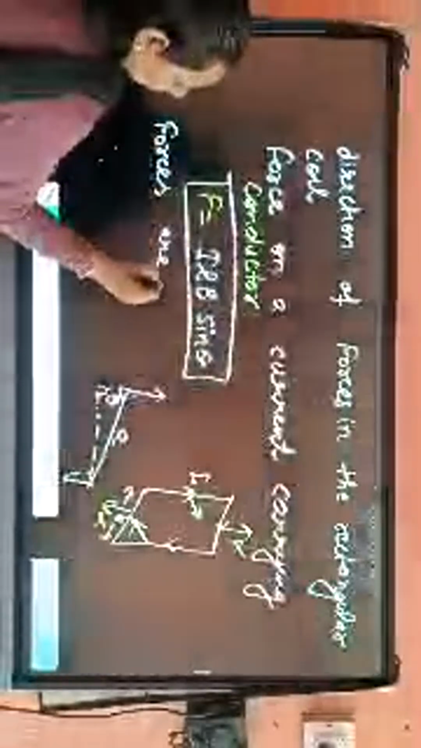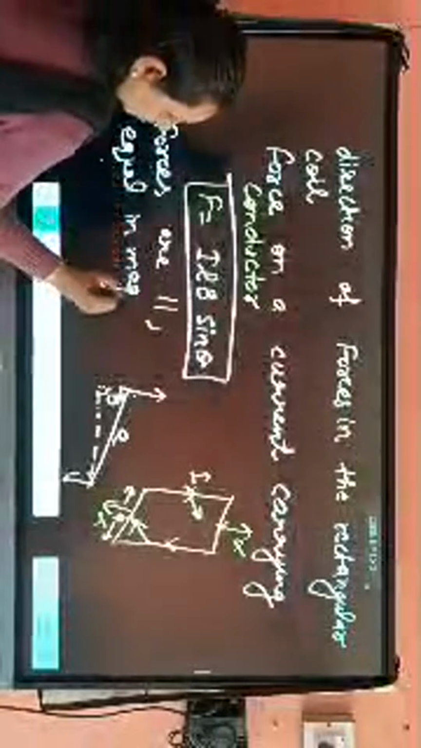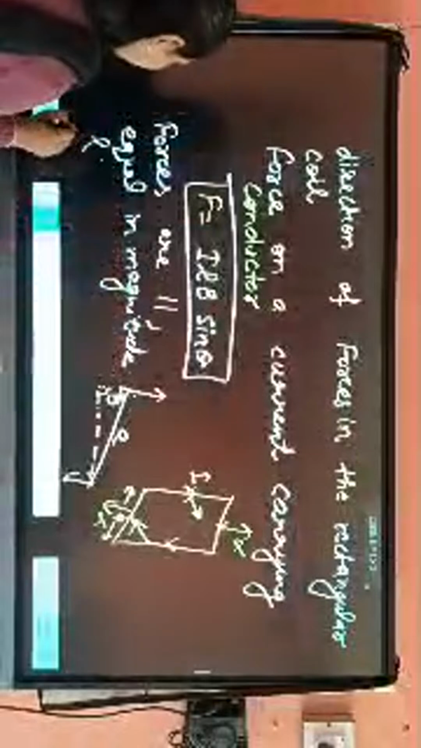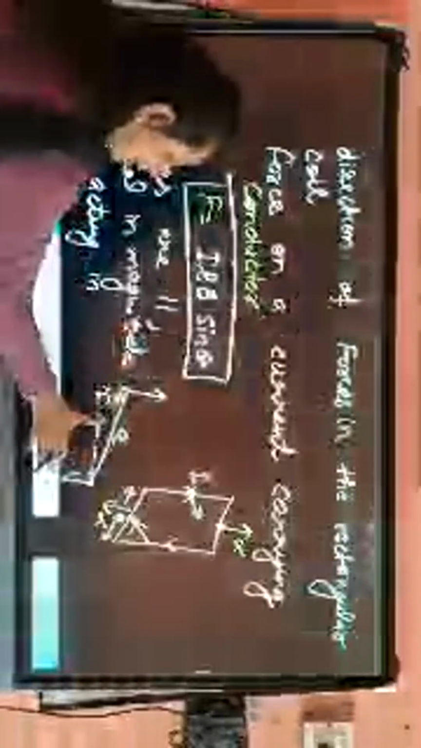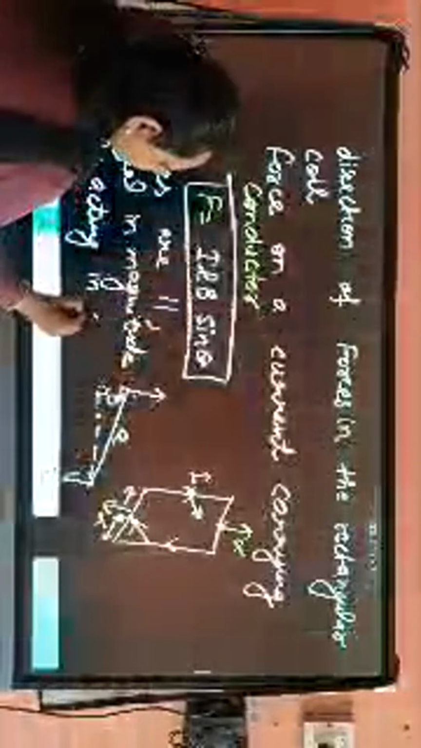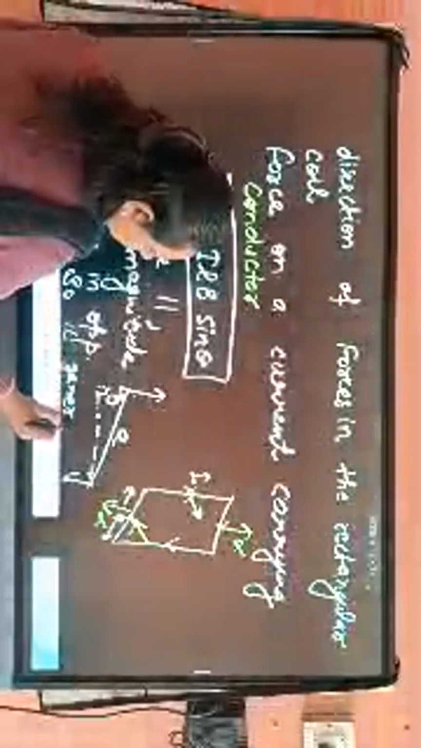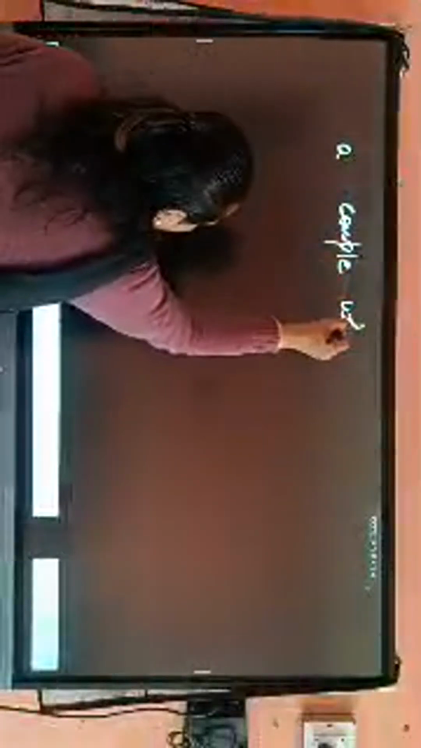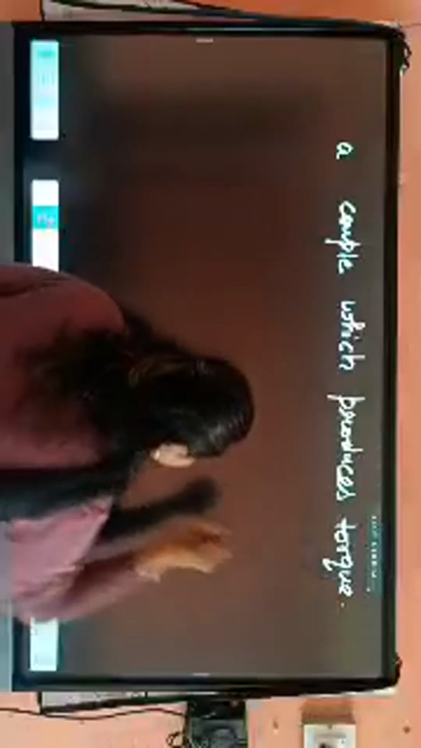ठीक है, so forces are parallel, ठीक है, equal in magnitude and acting in opposite directions. ये ऊपर की तरफ लग रही है, नीचे की तरफ, दोनों पैरेलल हैं, and ILB sin theta, मैग्नीट्यूड सेम है, in opposite direction, so it generates a couple, ठीक है, so it generates a couple which produces टॉर्क. ठीक है, तो यहाँ पे टॉर्क जनरेट होगा.